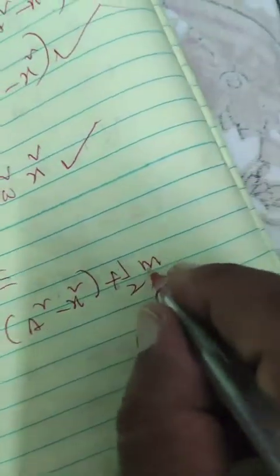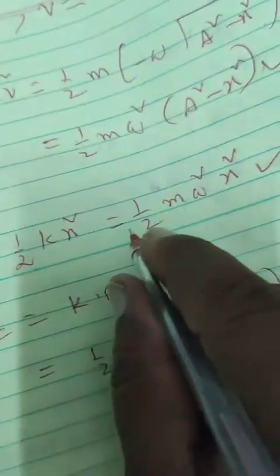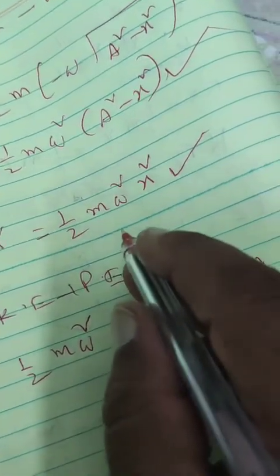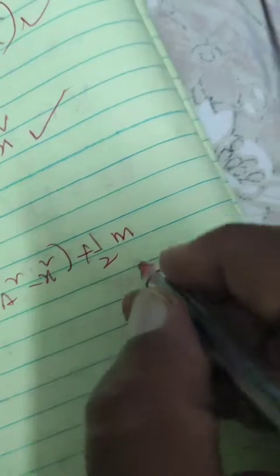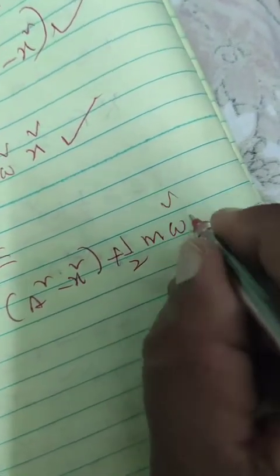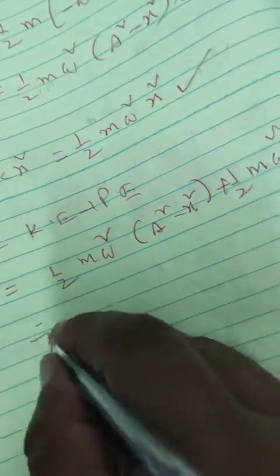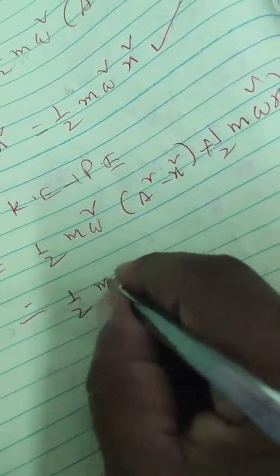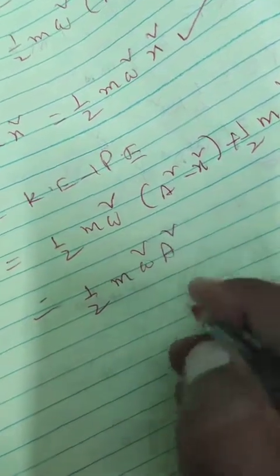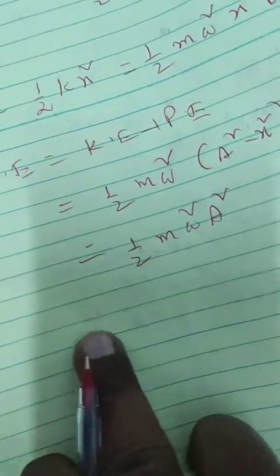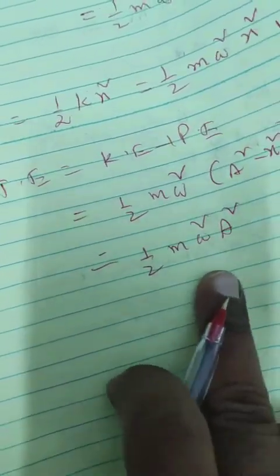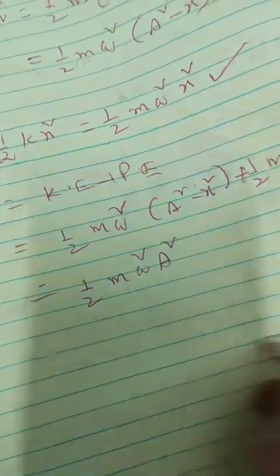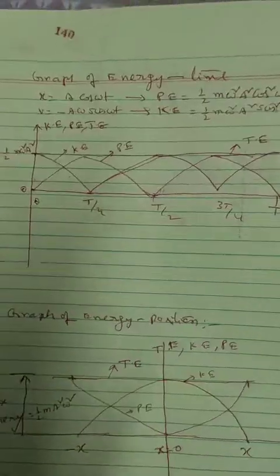This is kinetic energy, and potential energy is half m omega square x square. So if you expand this bracket, one term will get cancelled. Again you will get back half m omega square a square. So that means total energy, again same answer we got. Now this is neither depending on time nor depending on x. That means total energy is constant. So conservation of energy, so I have proved.